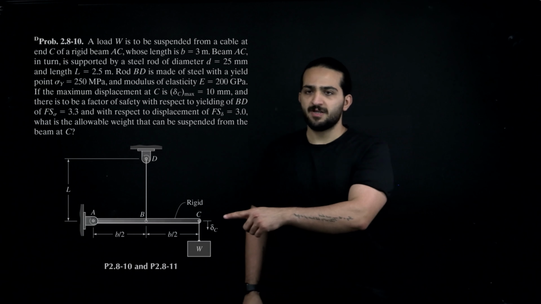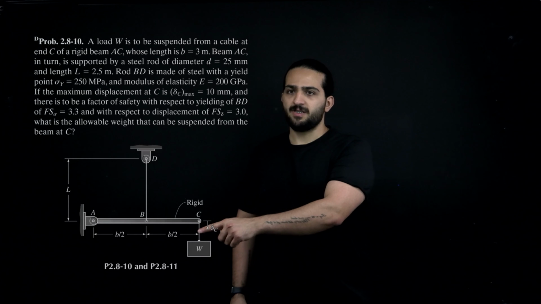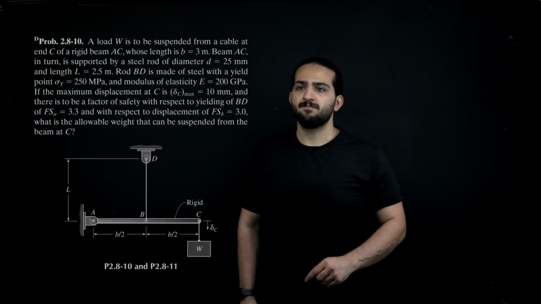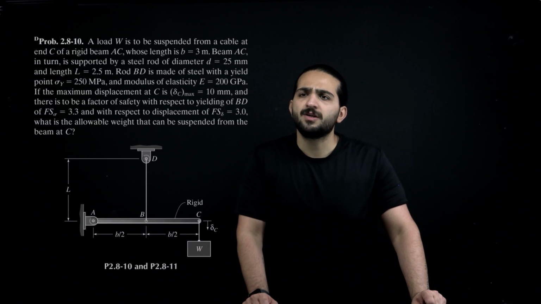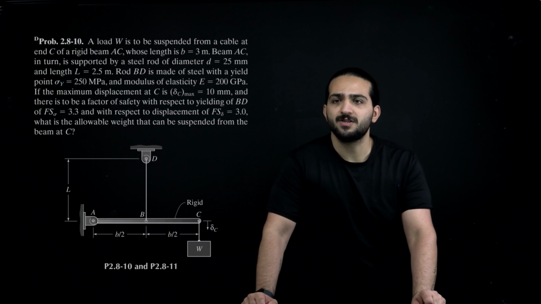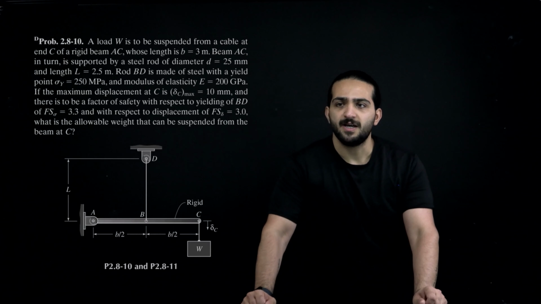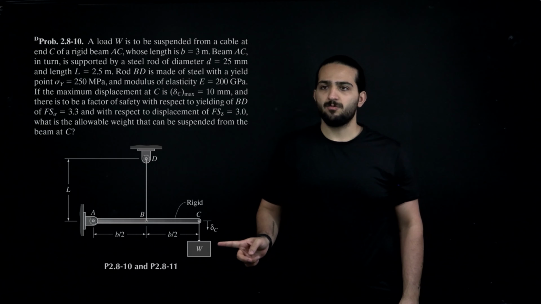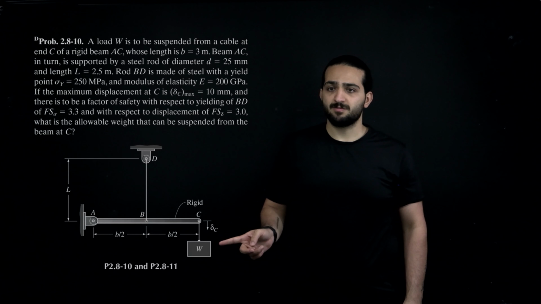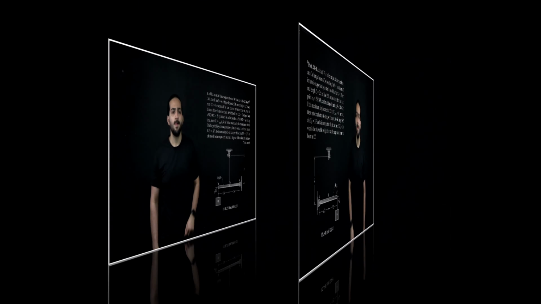The maximum displacement at this point C is 10 millimeters. The factor of safety with respect to yielding is 3.3, and with respect to displacement is 3. And now the question is asking us to determine the allowable weight that can be suspended from this point C.